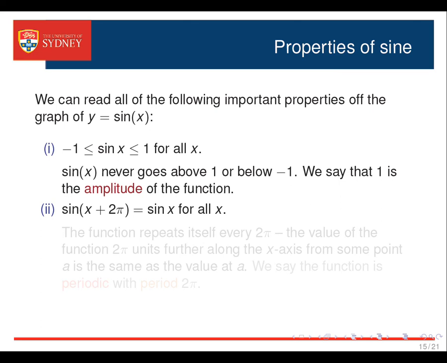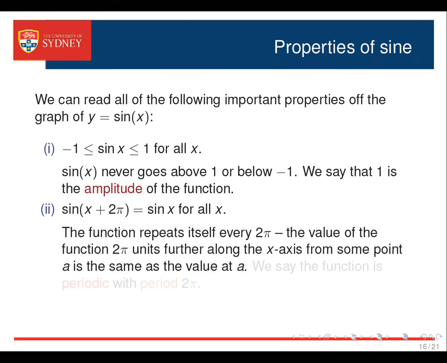Sine of x plus 2 pi is equal to sine x for any x. Again, as we noticed, the graph just repeats itself every 2 pi. So whatever the value of the function is at x, it's going to be the same at x plus 2 pi, and x minus 2 pi, and so on. We say that the function is periodic with period 2 pi.